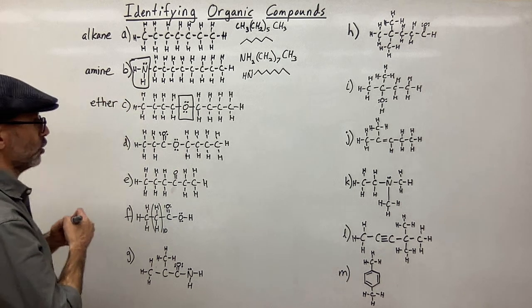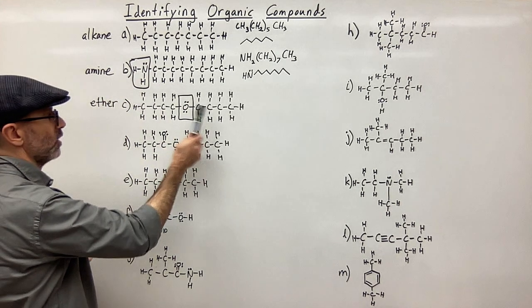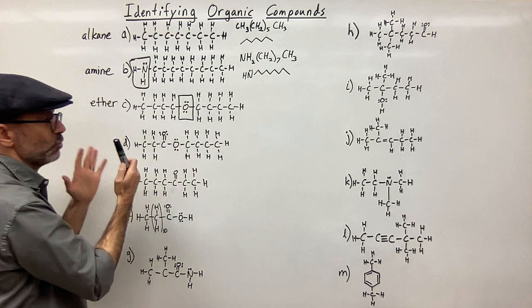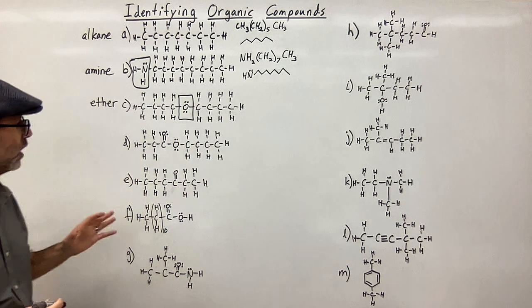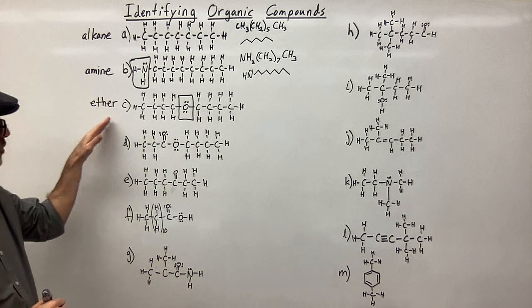So again, the R group cannot be hydrogen. If one of these R groups was a hydrogen, you would not have an ether, you would have something else. So be aware of that. So this is an ether.